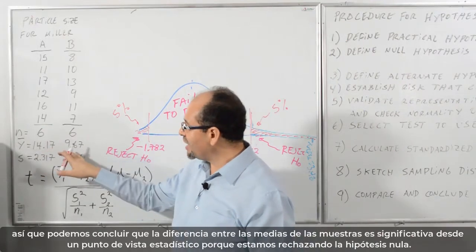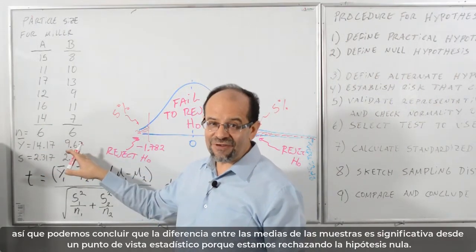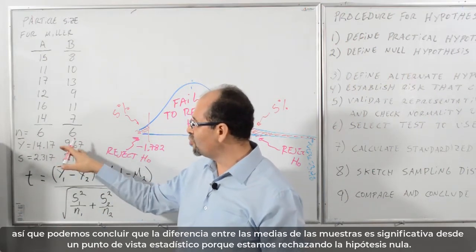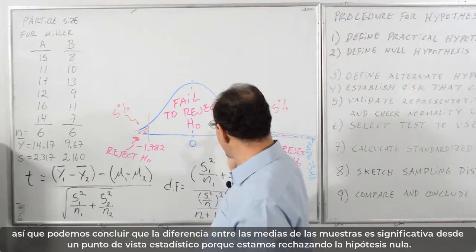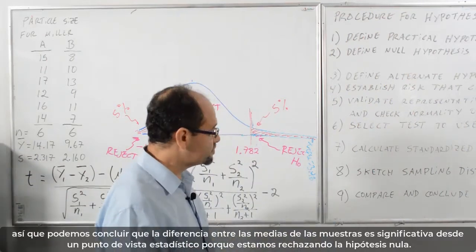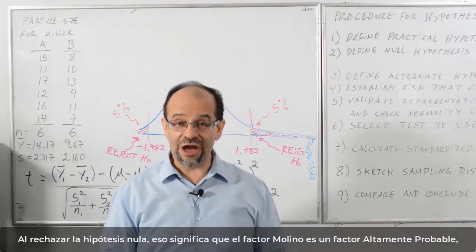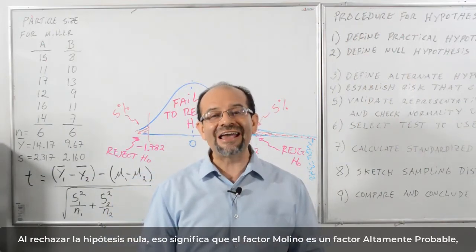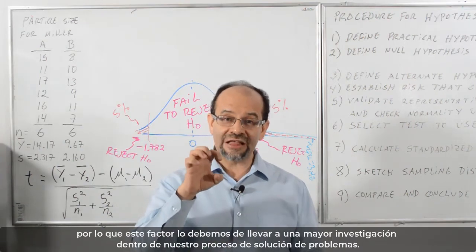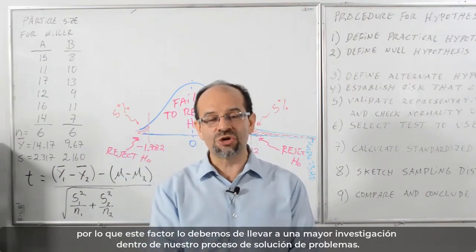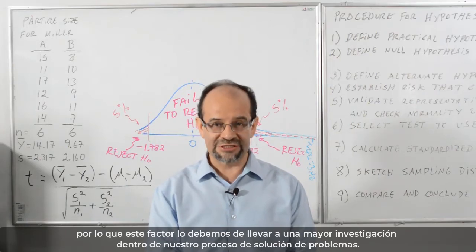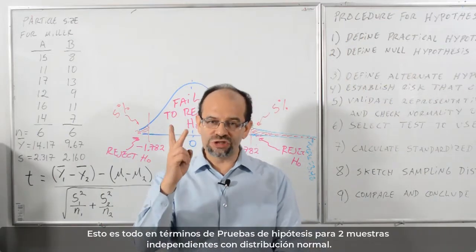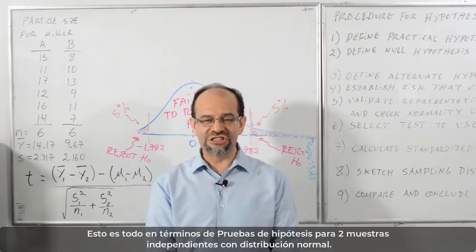The particle size is different between Miller A and Miller B. So we can conclude that this difference is significant from a statistical point of view, because we are rejecting the null hypothesis. Which means that the factor Miller is a highly likely factor, and we have to take that factor for further investigation in our problem-solving process. Okay, that's it in terms of two samples, independent normal distribution.